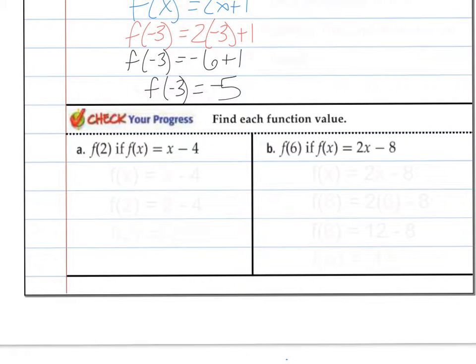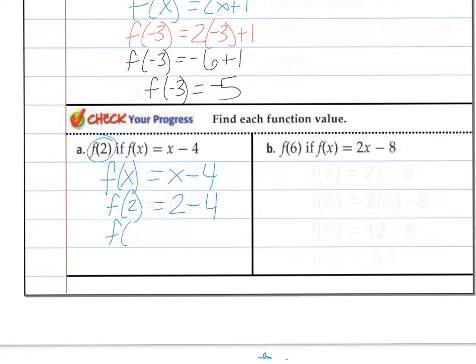So we're looking for the function value, the output, when we know the value of x. For the function of x is x minus 4, when the value of x is 2, we plug in or substitute in the value, and I find out that the function is negative 2.